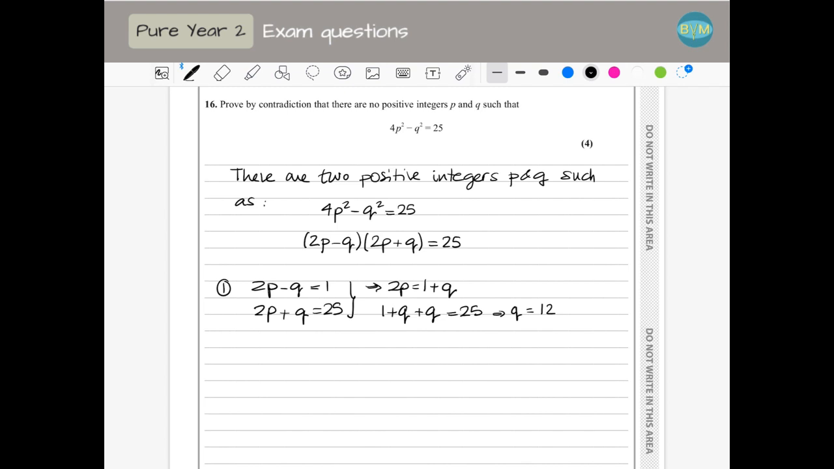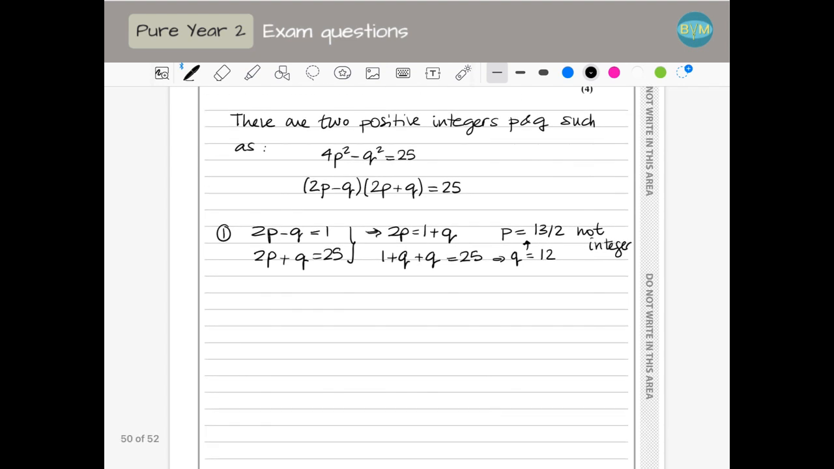But then if I go back here to find p, it is going to be 1 plus q divided by 2. So 12 plus 1, 13 divided by 2. And that means that it is not an integer. Not an integer, so in this case, it cannot be.